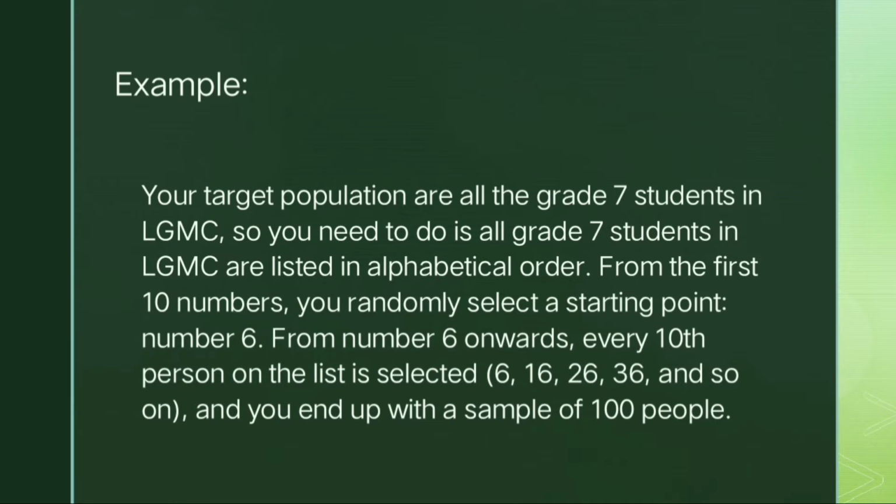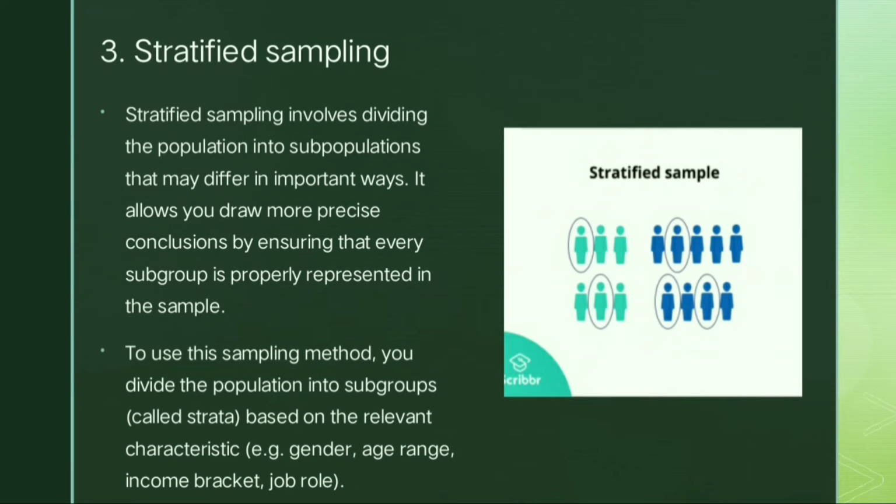So, next natin is number 3, stratified sampling. Stratified sampling involves dividing the population into subpopulations that may differ in important ways. It allows you to draw more precise conclusions by ensuring that every subgroup is properly represented in the sample. To use this sampling method, you divide the population into subgroups called strata, based on the relevant characteristics: gender, age range, income bracket, job role.